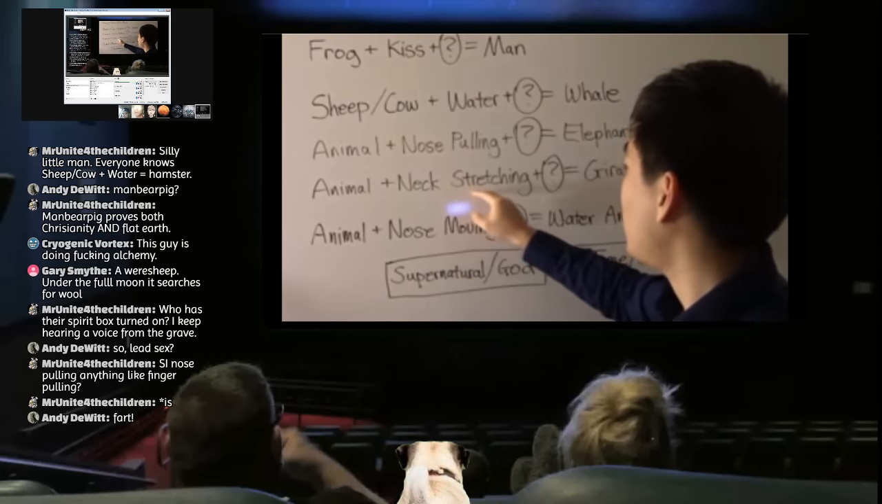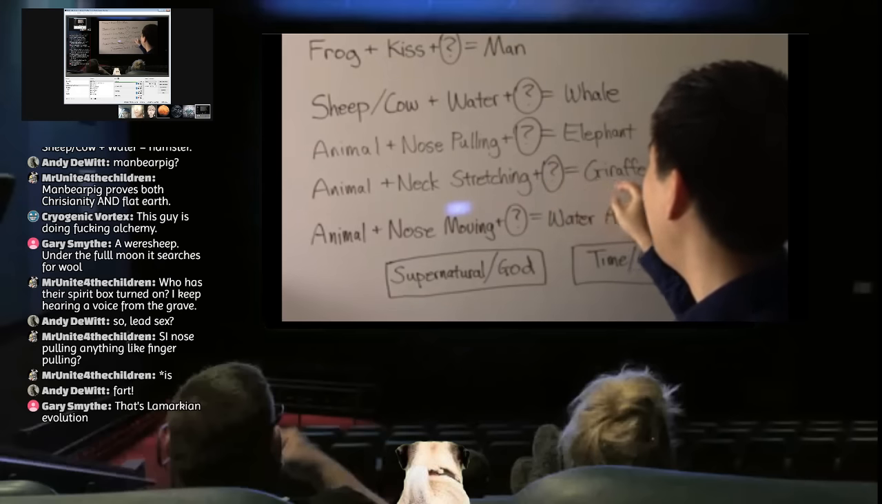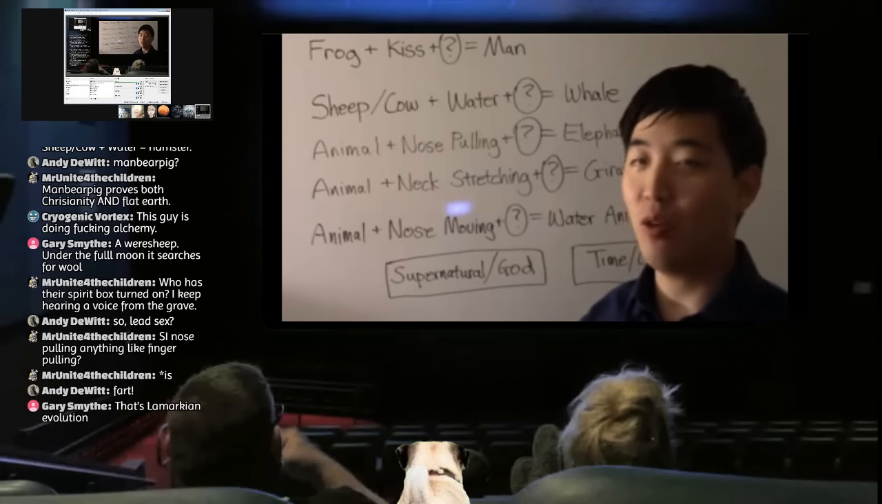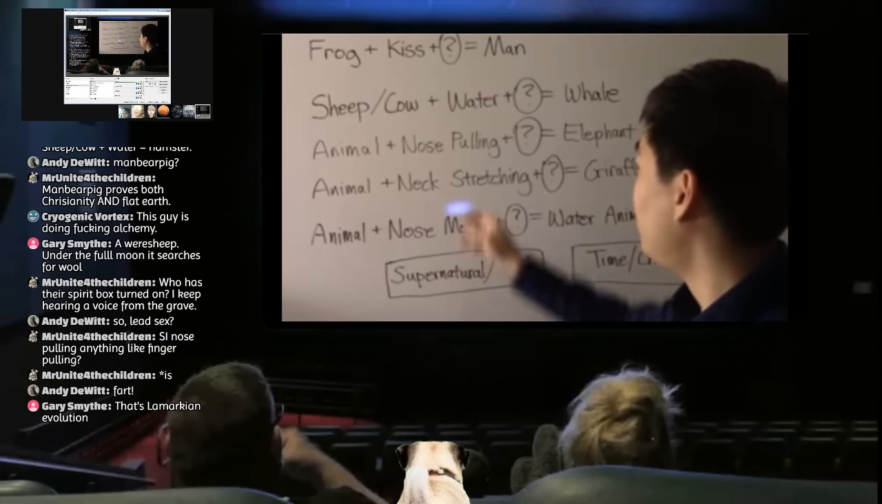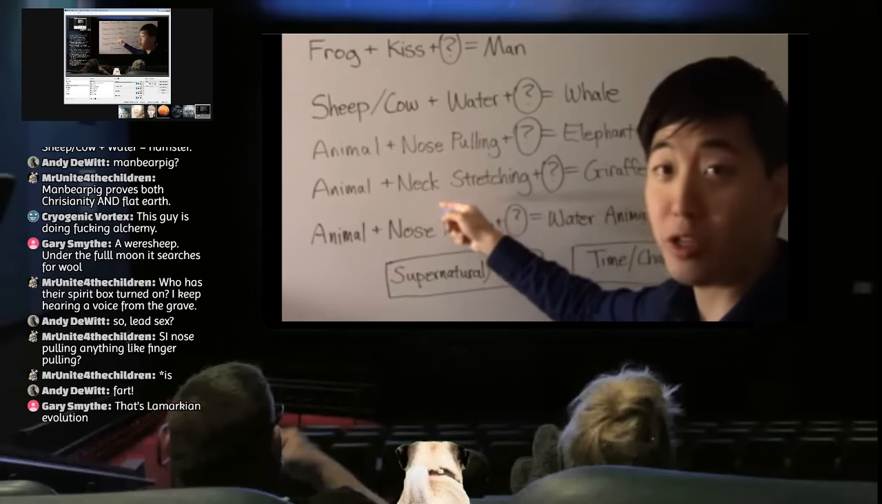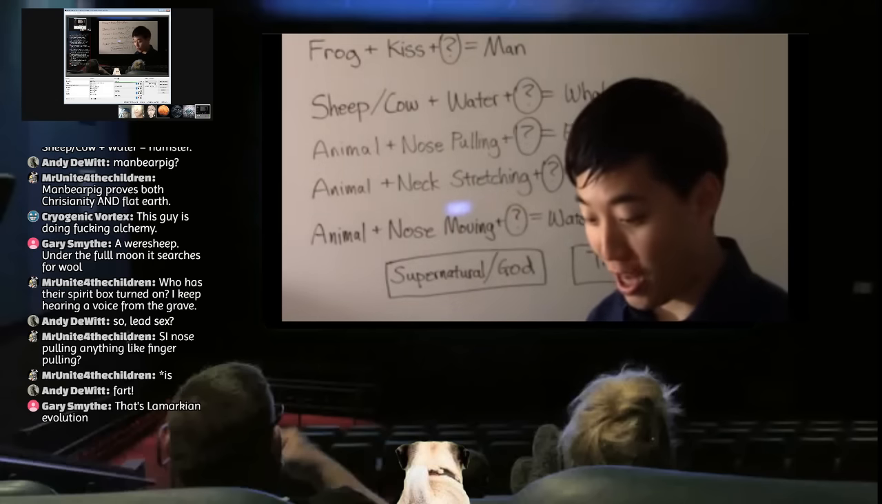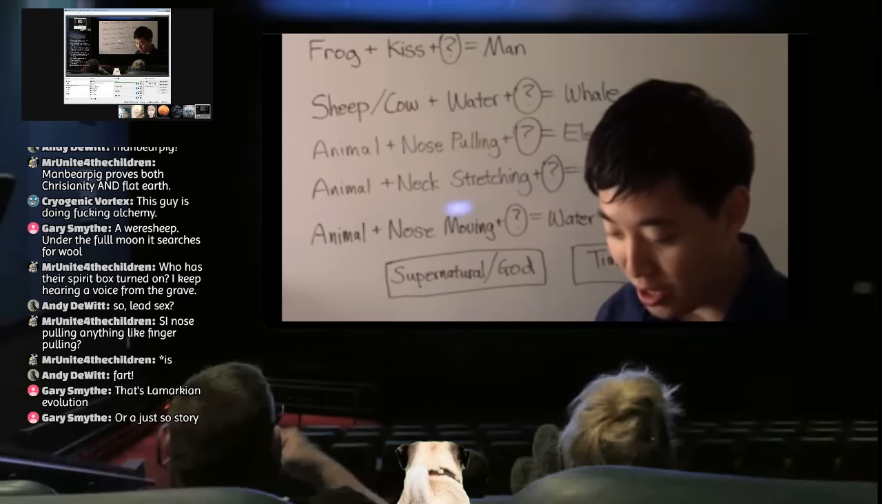Okay, so here's the next case right here. Animal plus neck stretching plus something that happened equals giraffe. Is that myth or science? You might say, well, yeah, myth, similar with this one. No, it's actually science. Evolution actually teaches that. Yeah, they seriously teach it.